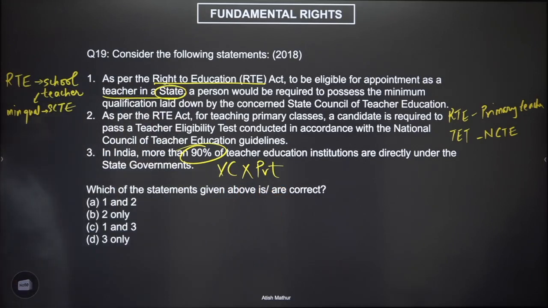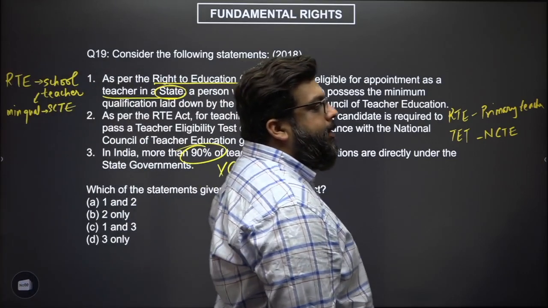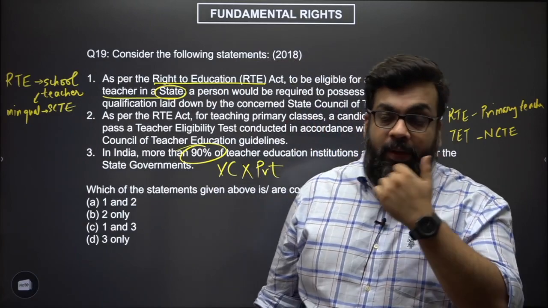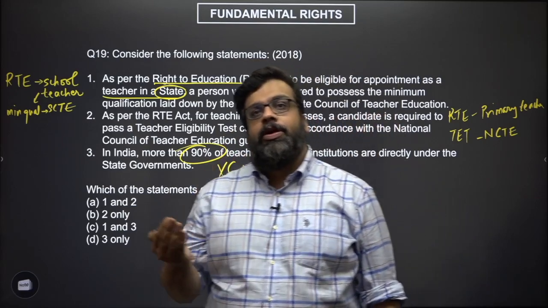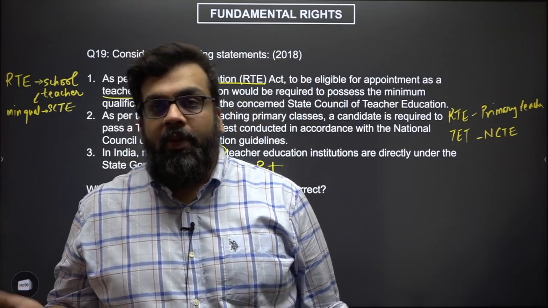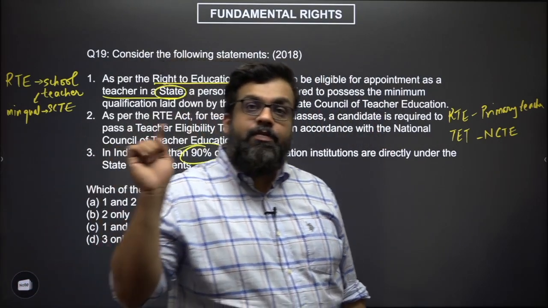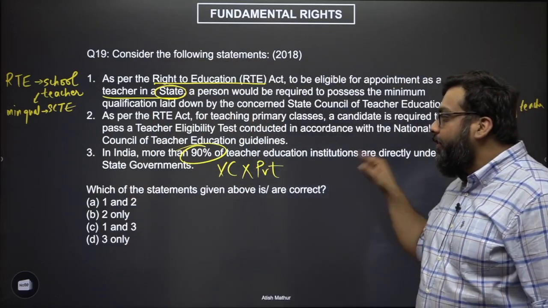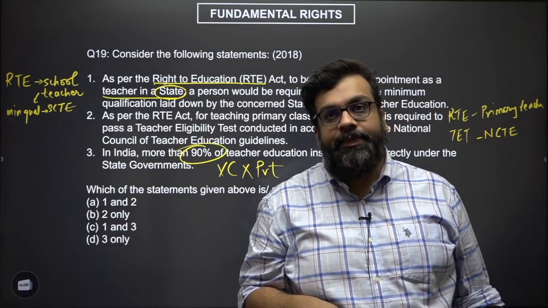Let's look at the third statement first. The third statement is saying 90% of B.Ed colleges in India are state government colleges. Now think about what do you know? That most colleges and universities in India are actually owned by the private sector, whereas most schools in India are owned by the government. If most colleges are owned by the private sector, then how is a majority of teacher education colleges owned by the state government, right?